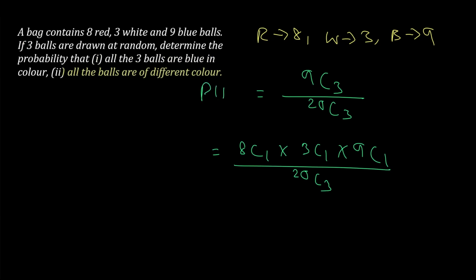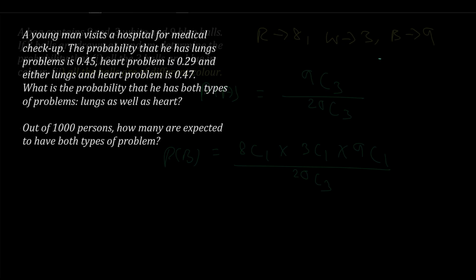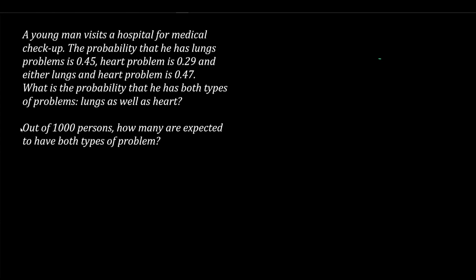So if I use PA for the first part and PB for the second part, this is how we will do these 2 parts. In the next question, he says a young man visits a hospital for a medical checkup. The probability that he has lung problem is 0.45, heart problem is 0.29, and either lung or heart problem is 0.47. And what we have to find out is the probability that he has both types of problems, lungs as well as heart. There's an additional part.